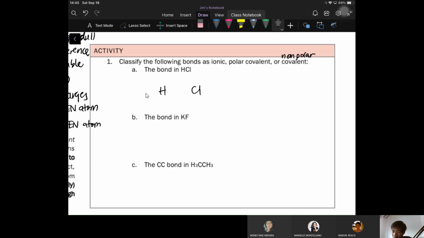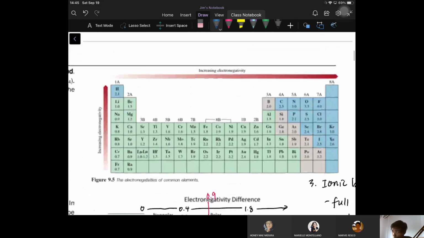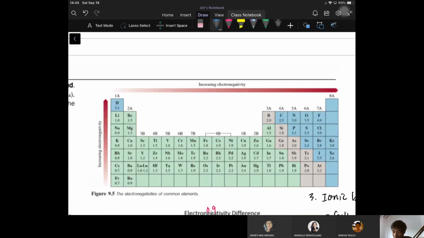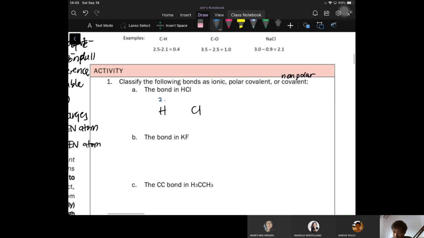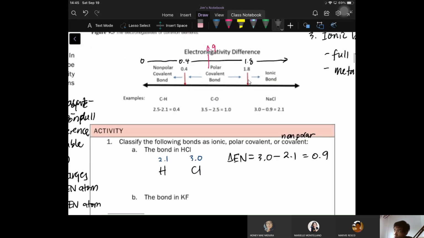So, si H, ang kanyang electronegativity, tingin tayo dito, 2.1. Si Cl ay 3.0. So, anong gagawin natin? Kunin natin yung electronegativity difference. Big number minus small. So, 0.9 yan. Then, titingin tayo dito sa table. Nasa polar yung 0.9, no? So, hence, siya ay polar covalent.